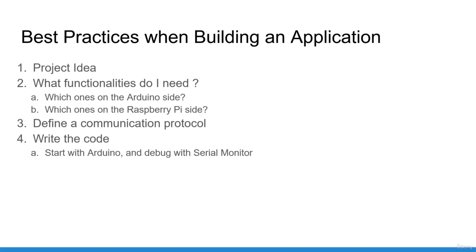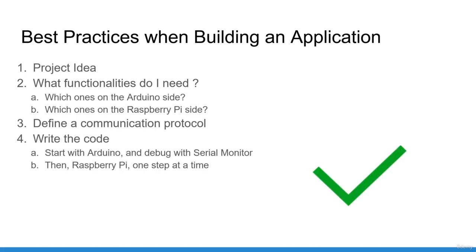Once this part of the application is working, then write the code on the Raspberry Pi. You will implement the functionalities that are specific to the Raspberry Pi and also the application logic. I suggest you iterate on the code one step at a time with a clear intermediate goal where you can see a real result. After you've done and tested one step, write the next one until you finish the application. And if you follow this work structure, you should be able to create any project you want in no time.